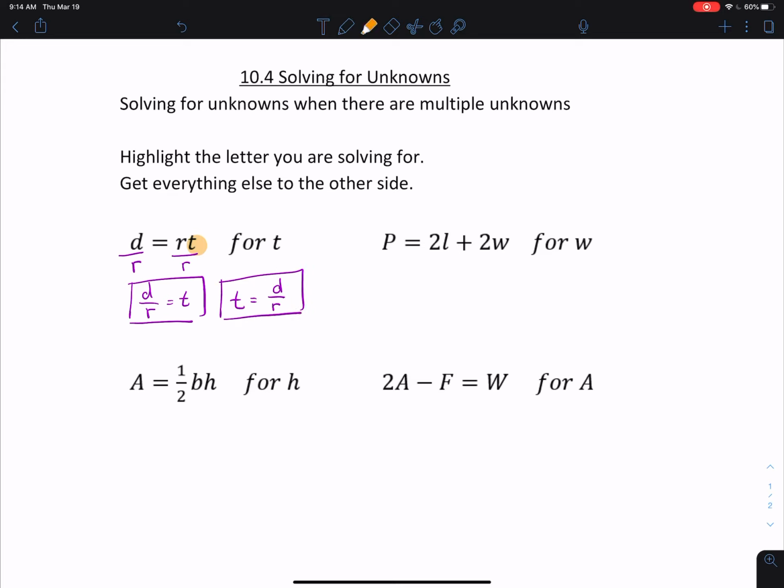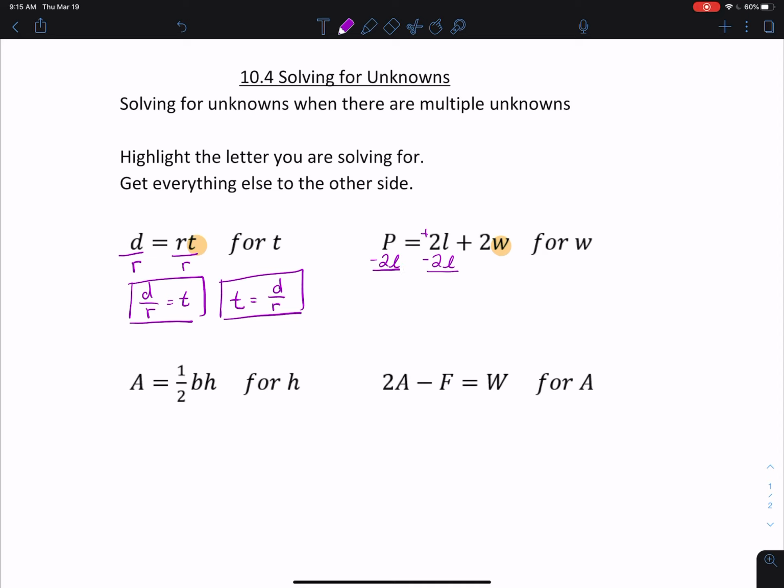If we look at the next example, we have p equals 2l plus 2w. We want to solve for w. So this is our formula for perimeter of a rectangle. The perimeter equals 2 times the length plus 2 times the width. So in this case, we're solving for w. My goal is to treat that like my variable and get rid of everything else on that side of the equation. So I have addition and multiplication. I know from solving equations, I undo addition and subtraction first. To get rid of this positive 2l, I'm going to subtract 2l from both sides.